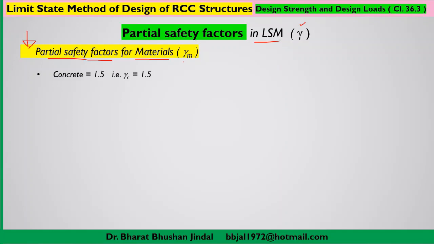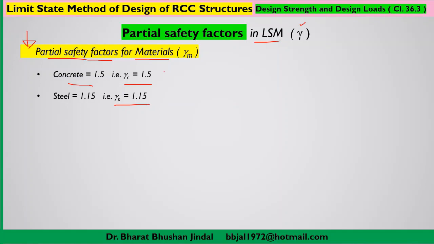And for concrete, as mentioned in the Indian Standard Code, we will be taking partial safety factor for concrete as 1.5, that is gamma c is equal to 1.5, and partial safety factor for steel will be taken as 1.15. Gamma s is 1.15.